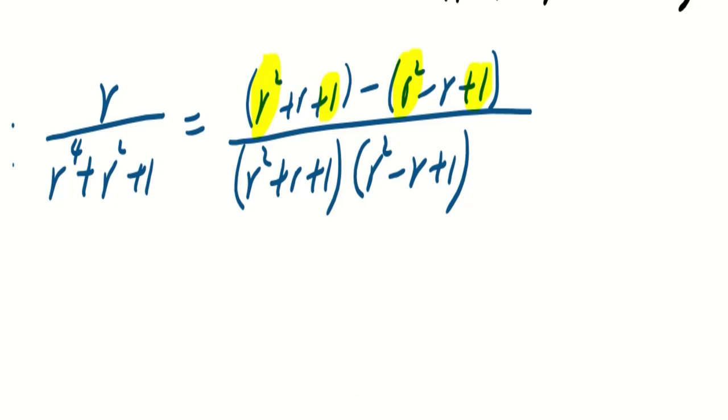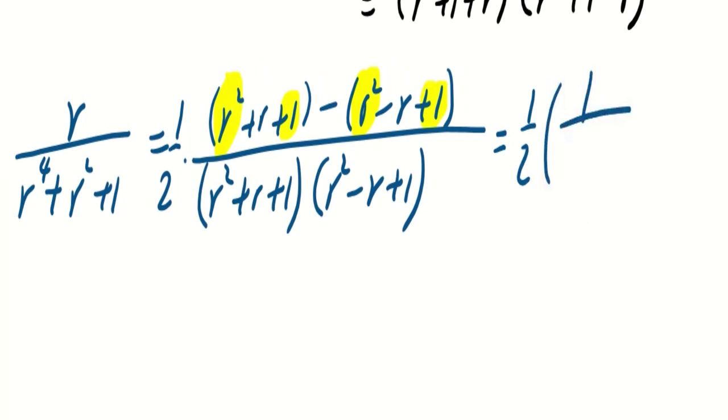But on the left hand side, we only need a 1r. So it means that we have to multiply with a half. So this means that this is half times 1 over r squared minus r plus 1 minus 1 over r squared plus r plus 1.